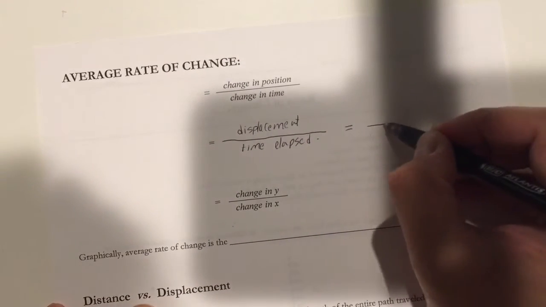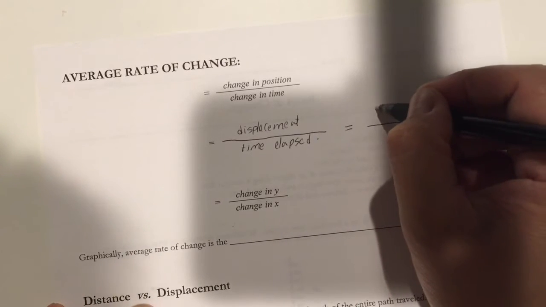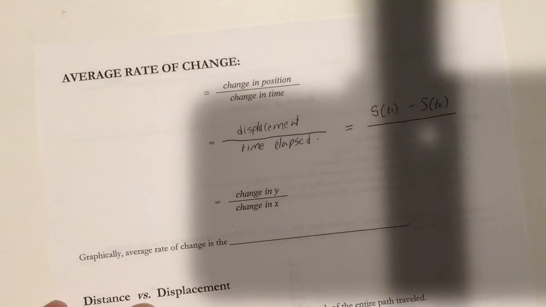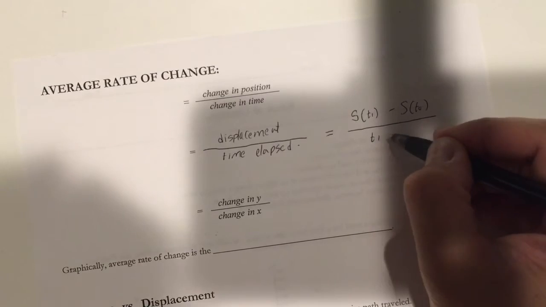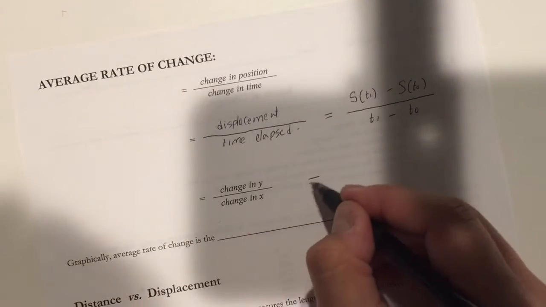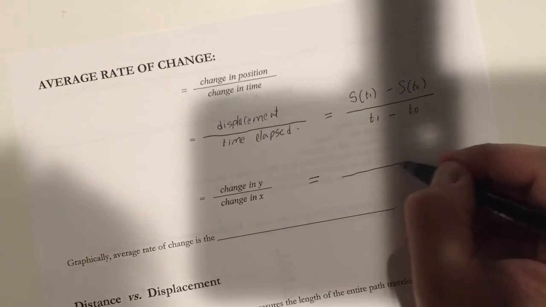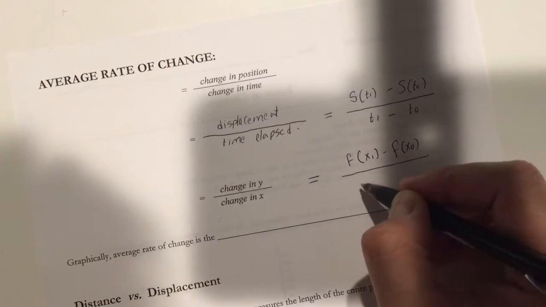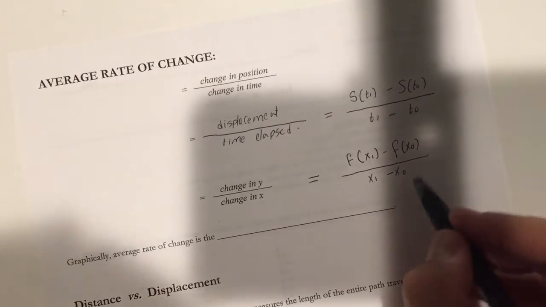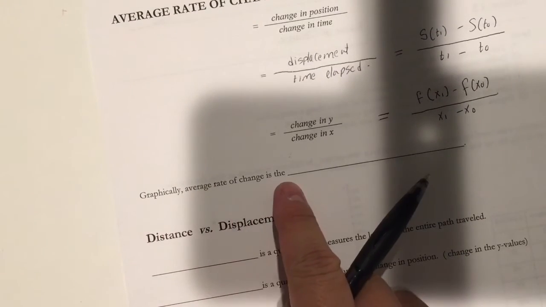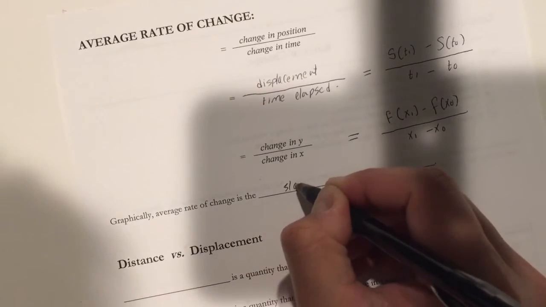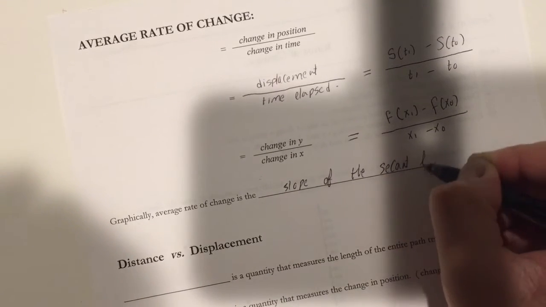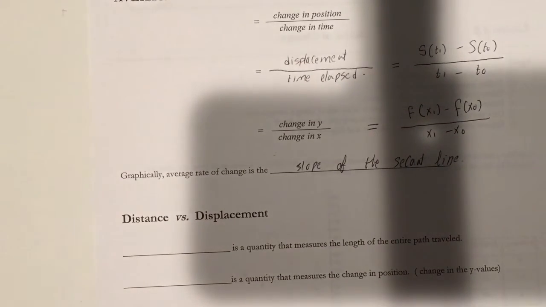Displacement can also be thought of as the change in the s function, if s represents your position function, over the change in time. Okay, the change in y over the change in x, we can represent that with f of x sub 1 minus f of x sub 0 over x sub 1 minus x sub 0. So this is the change in x. Graphically, the average rate of change is the slope of the secant line. That is the average rate of change over a span of time.